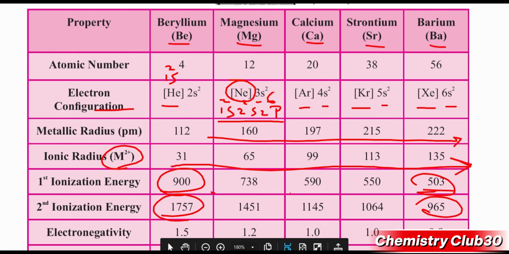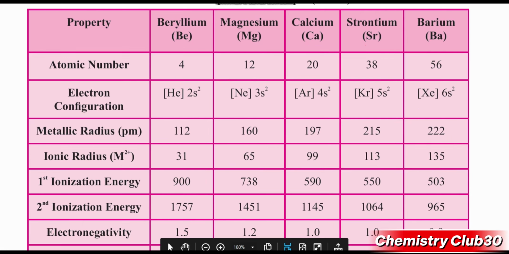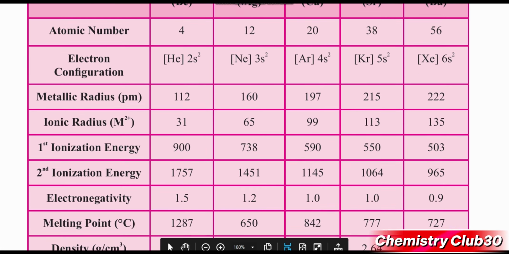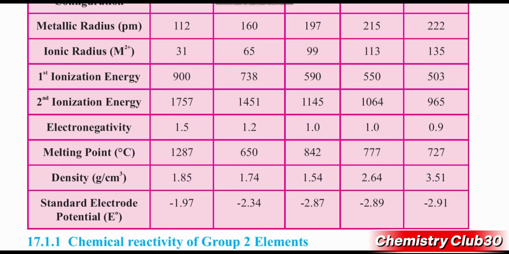Electronegativity is also decreasing as we move downward, so it is lowest for barium. Melting point is highest for beryllium and lowest for barium. Density is increasing from top to bottom.